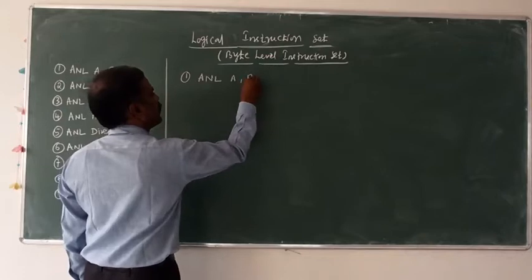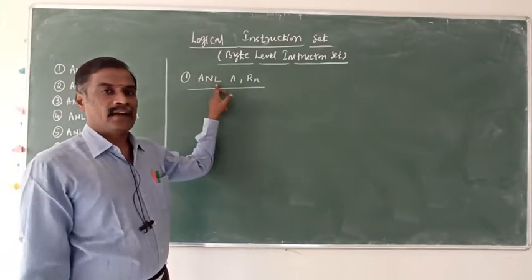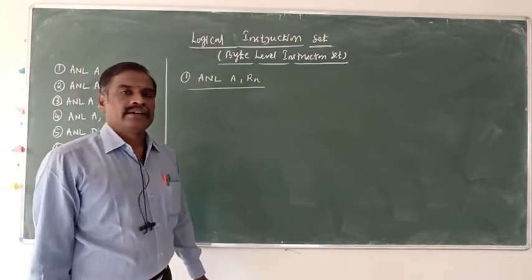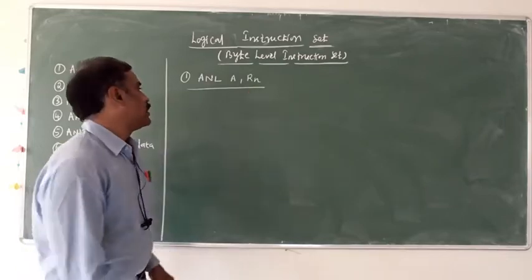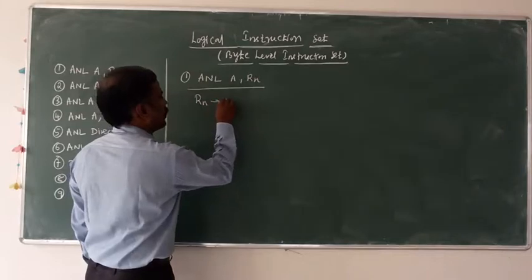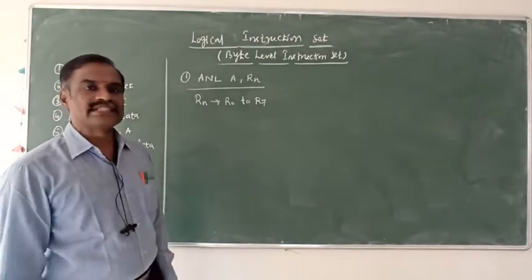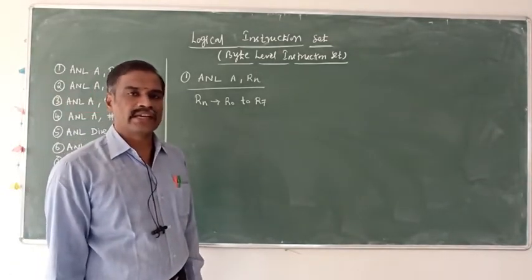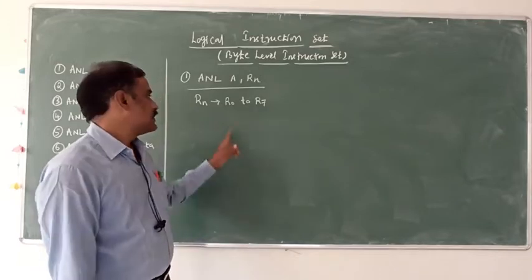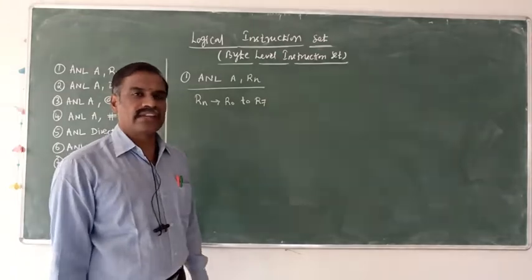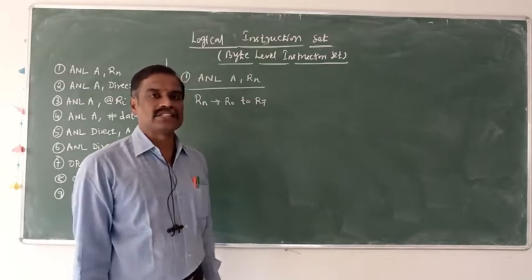ANL A comma Rn. Here ANL means logically AND the accumulator with the given register content, that is the working register. Here Rn represents R0 to R7, any of the 8 working registers. Total 32 working registers; the particular register will be selected by the bank. We can use any working register R0 to R7. Logically AND the accumulator with the Rn register.